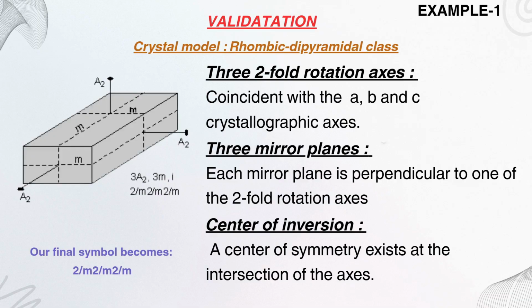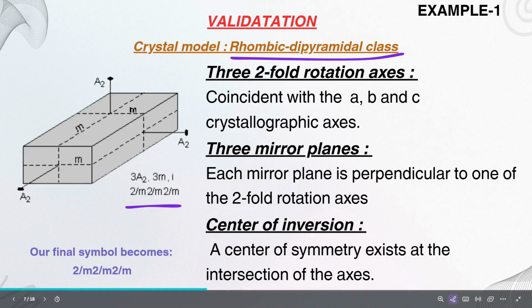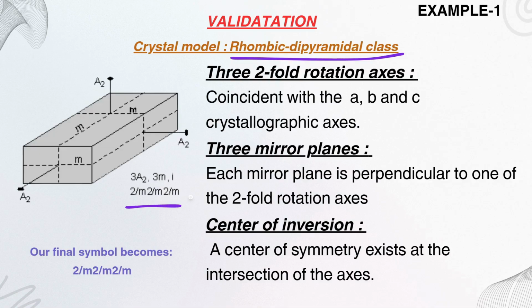Just write down all the symmetry elements of this particular class. For example, the rhombic-dipyramidal class has three twofold rotation axes, three mirror planes, and a center of symmetry. So here we have described all these symmetry elements through this symbol 2/m 2/m 2/m. This is what is explained in point groups. It's a simple notation by which we explain all the symmetry operations of the particular crystal system.